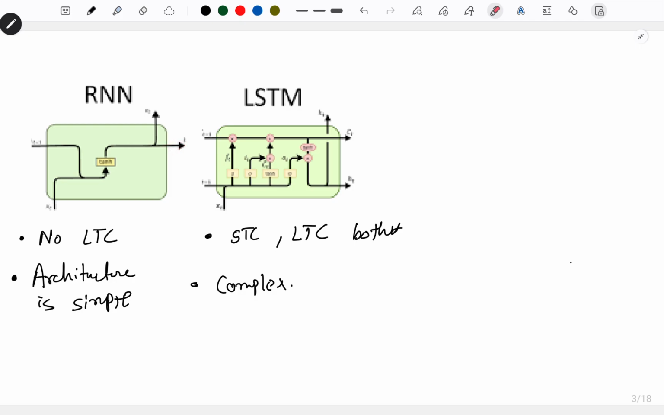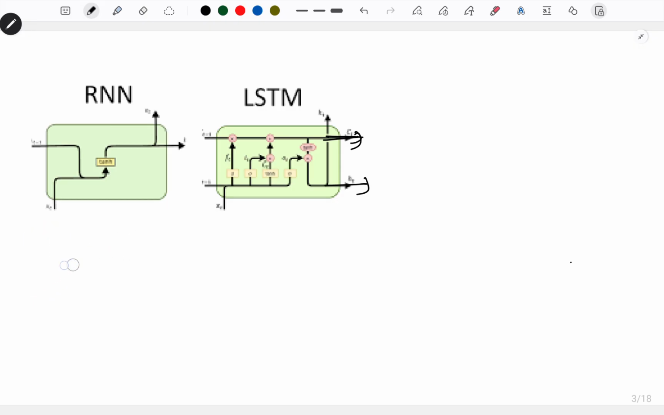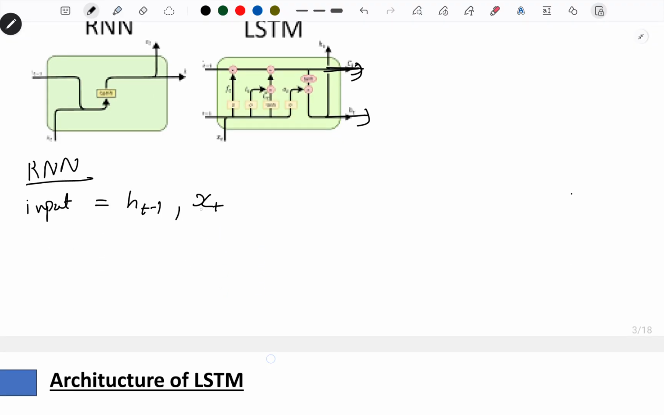But in the LSTM, we are maintaining two contexts, short term and long term. So at each step we have two outputs: one is a short term context, one is a long term context. So in the LSTM, let's first discuss the RNN also, कि RNN में हमारे पास क्या होता है. In RNN, as an input you have h of t minus 1, the previous state का feedback, and x of t, the current state input, and as an output you have the value of h of t.